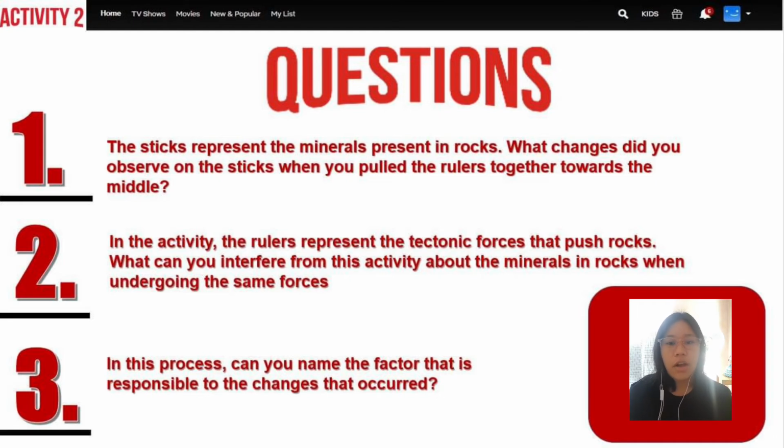Question number 2. In the activity, the ruler represents the tectonic forces that push rocks. What can you infer from this activity about the minerals in rocks when undergoing the same forces? When rock undergoes forces, it results in 3 types of tectonic boundaries, which are convergent, divergent, and transform. From this experience, rocks containing minerals experience collision when 2 continents collided or experience a subduction zone.